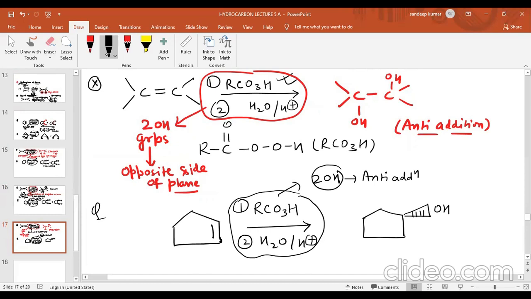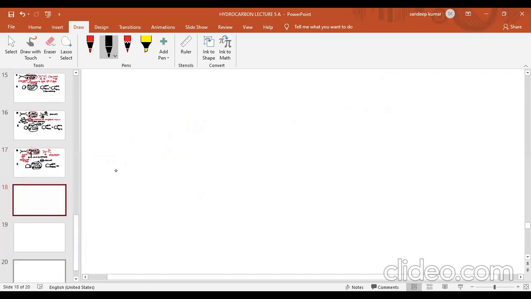OH inside the plane. So this OH will be outside the plane. So both OH are in the opposite plane. So this product is obtained. Also you can say, if this OH is outside the plane, then this OH will be inside the plane. So this is all about the hydroxylation reaction. Now see another thing.